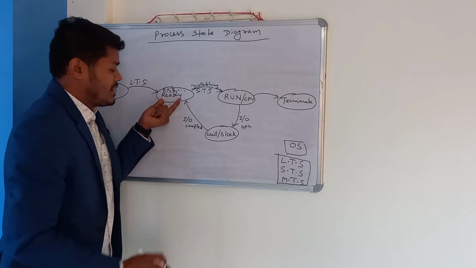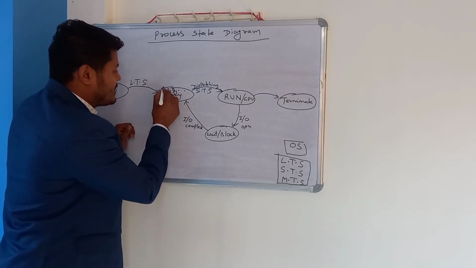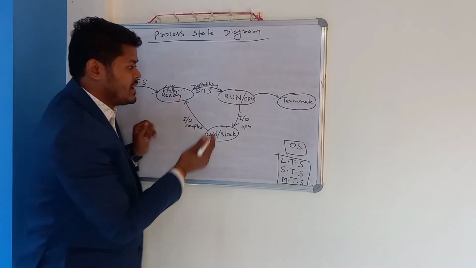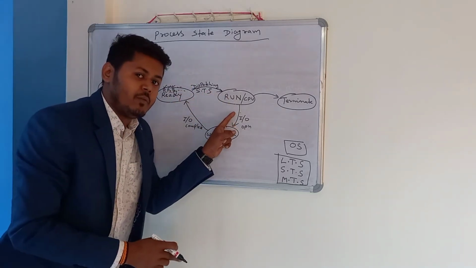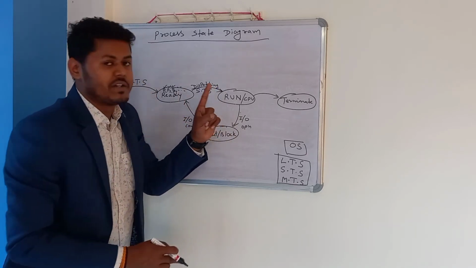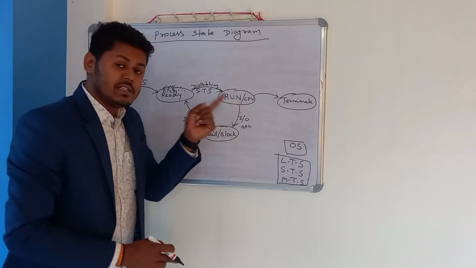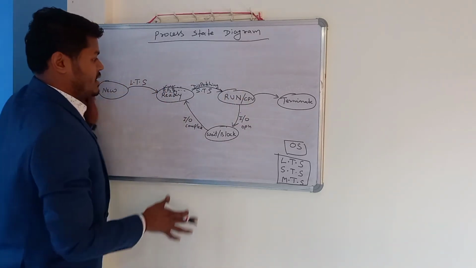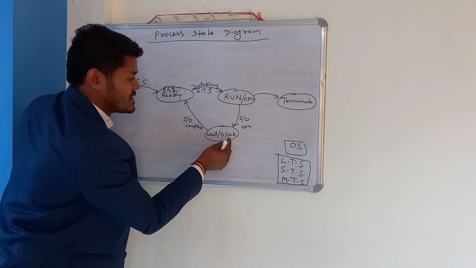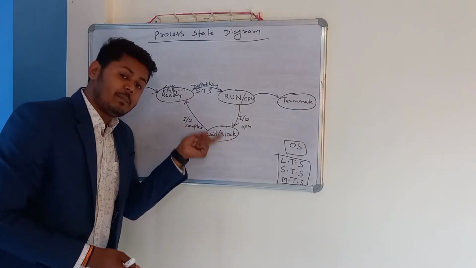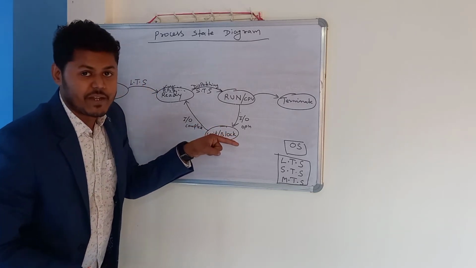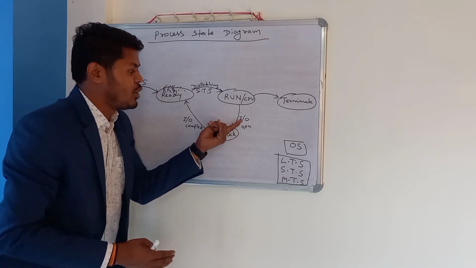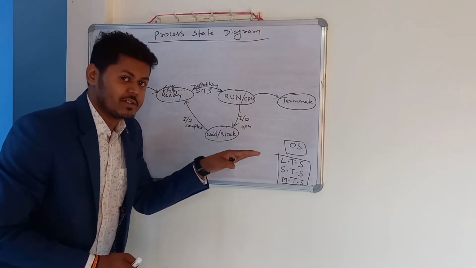See, in ready state, there will be multiple processes. But in run state, there will be only one process at any point of time. In wait or block state, there will be multiple processes at any point of time. It means multiple processes can perform their input output operation simultaneously. Okay, fine.